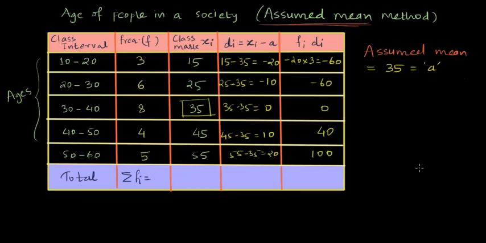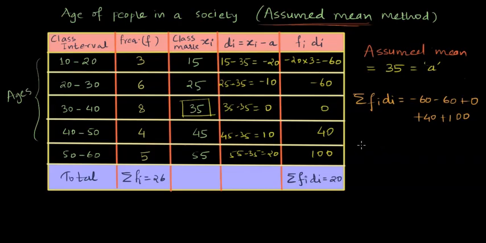So in the next step, we sum up the values in the last column, fi di. So here the summation is minus 60 minus 60. So let me just quickly write it here. Summation fi di is equal to minus 60 minus 60 plus 0 plus 40 plus 100. And that gives me 20. Let me also sum up all the frequencies. The summation of all the frequencies is 3 plus 6 is 9, plus 8 is 17, plus 4 is 21, and 21 plus 5 is 26.